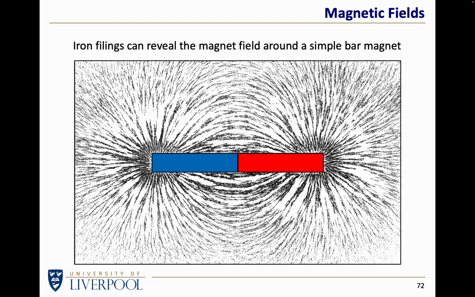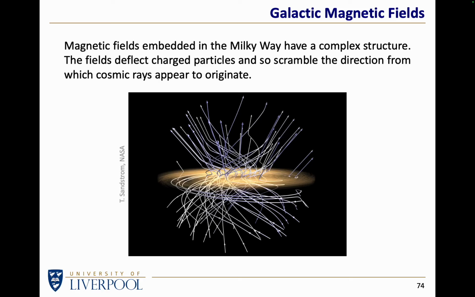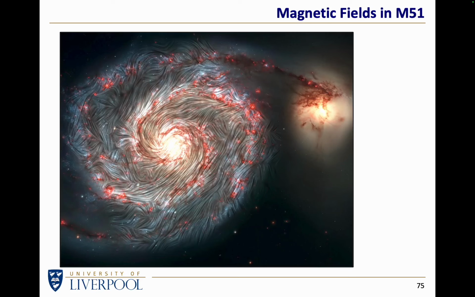We can see, for instance, the magnetic field around a bar magnet by using iron filings. As it happens, we can do something very similar with the Milky Way. The Planck telescope can actually see polarization of light, and that gives us a sort of idea of where the magnetic field lines in the Milky Way are. And it is pretty chaotic. It's nowhere near as simple as the magnetic field around the Earth, for instance. It is thought that the magnetic fields in a galaxy are extremely complicated. And if particles are bent by magnetic fields and the magnetic fields themselves are complicated, perhaps we've got no hope of working out where these cosmic rays are actually coming from.